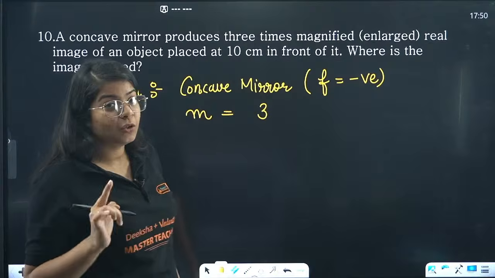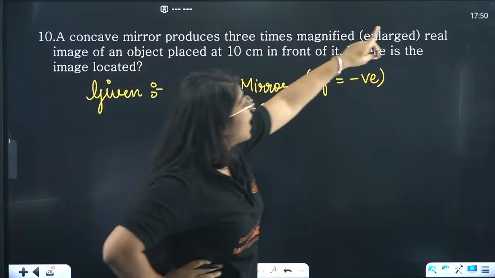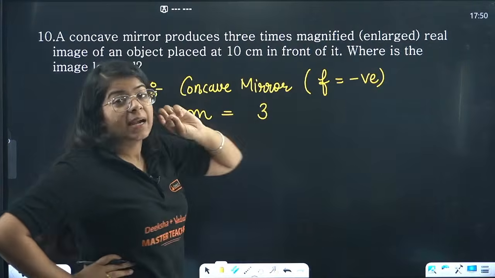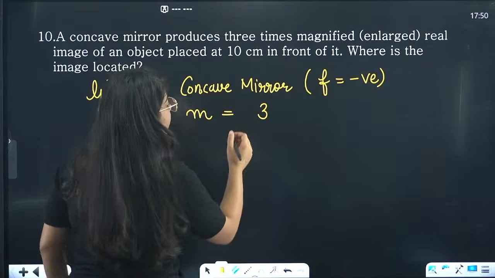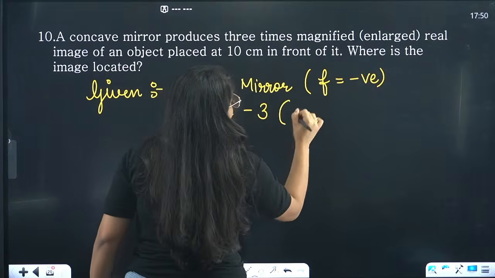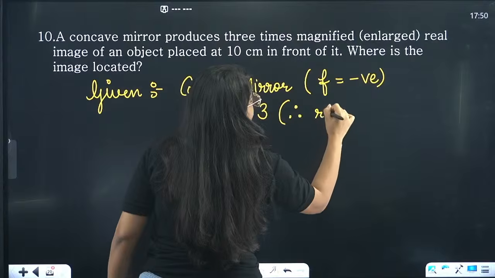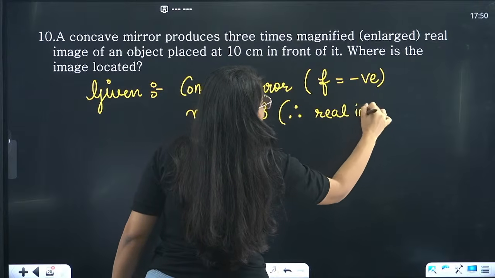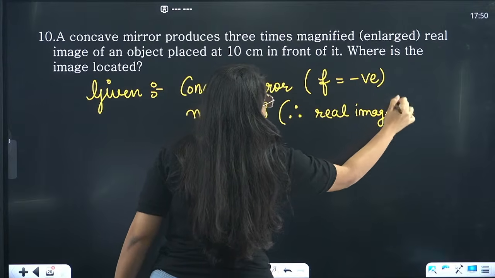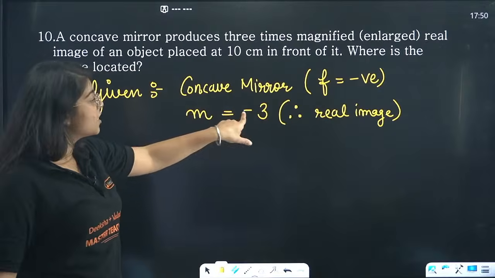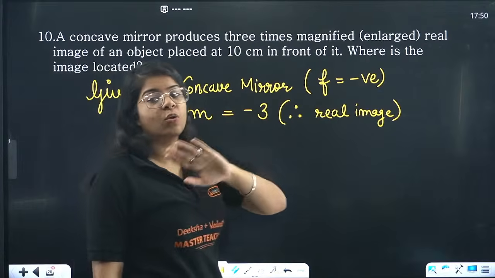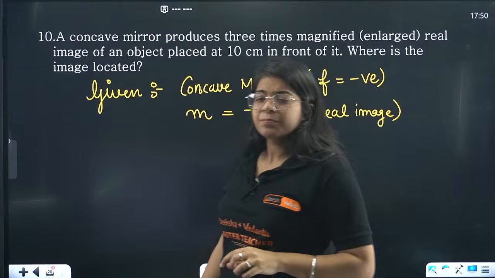But one thing you need to remember, it's written that it's a real image, and in a real image magnification is always negative. Why? Because of the real image. Magnification is negative. See, this is where you will lag. You have to put -3. If you take +3, your whole answer will be wrong.